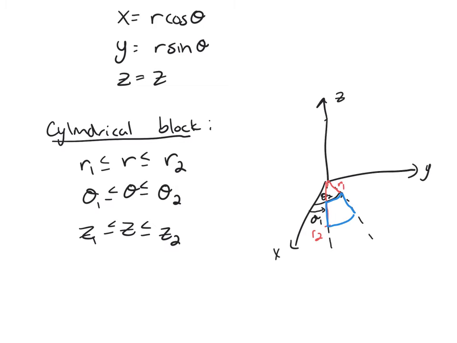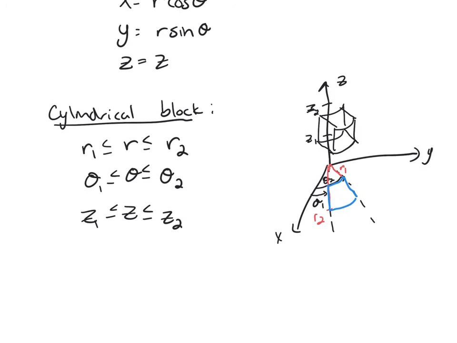So maybe z1 to z2, you get a cylinder here. So let me see if I can draw this. A block of a cylinder, essentially. There we go. So there's my chunk of a cylinder.